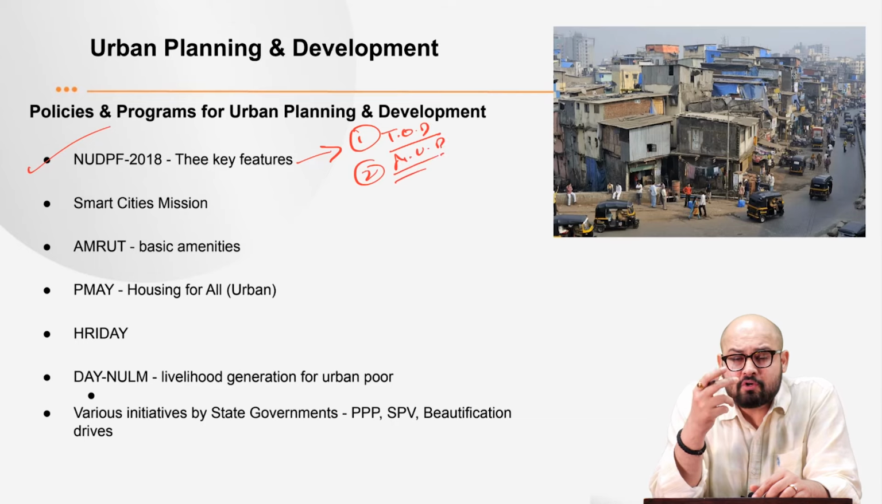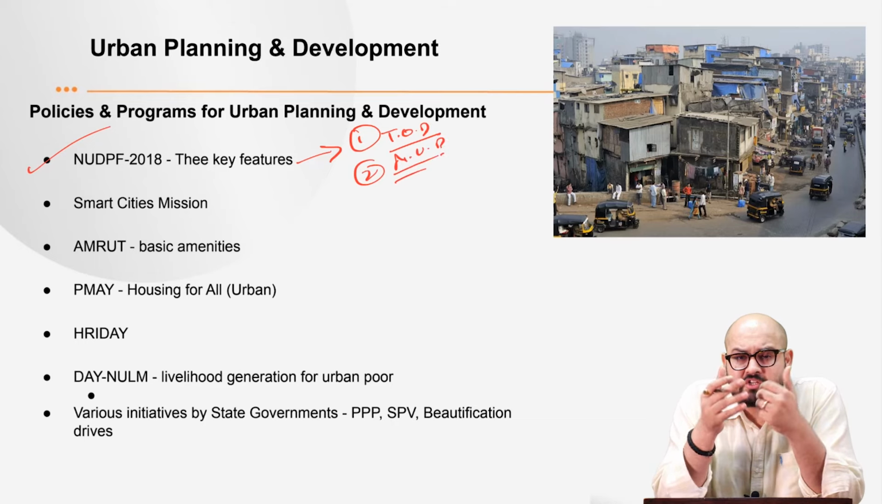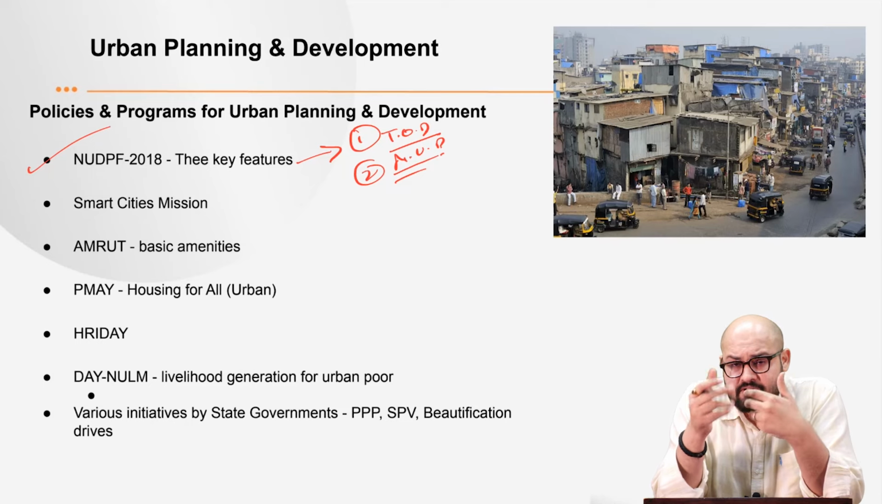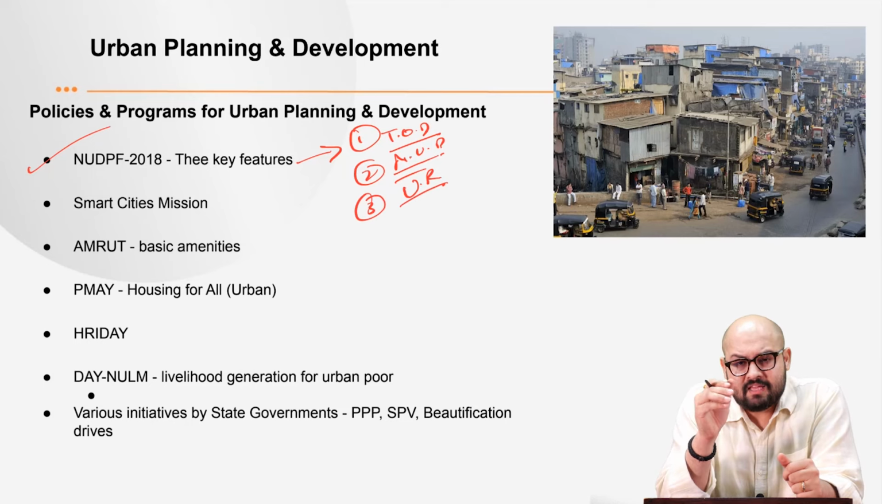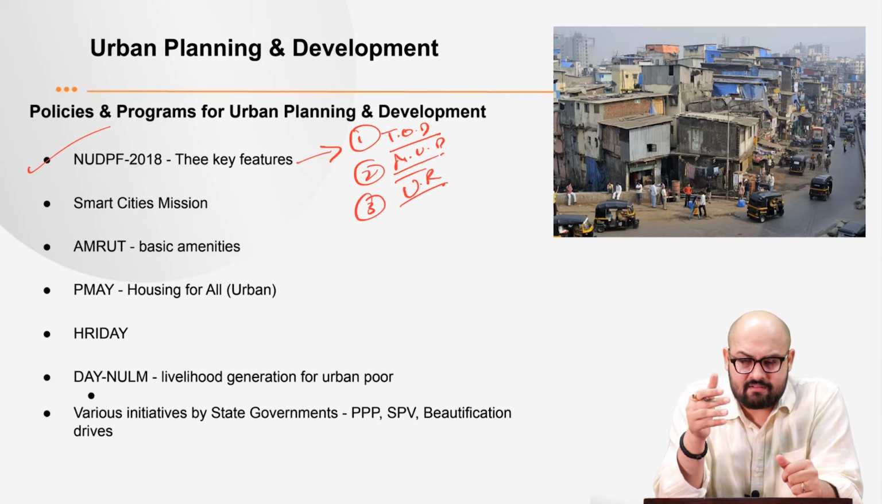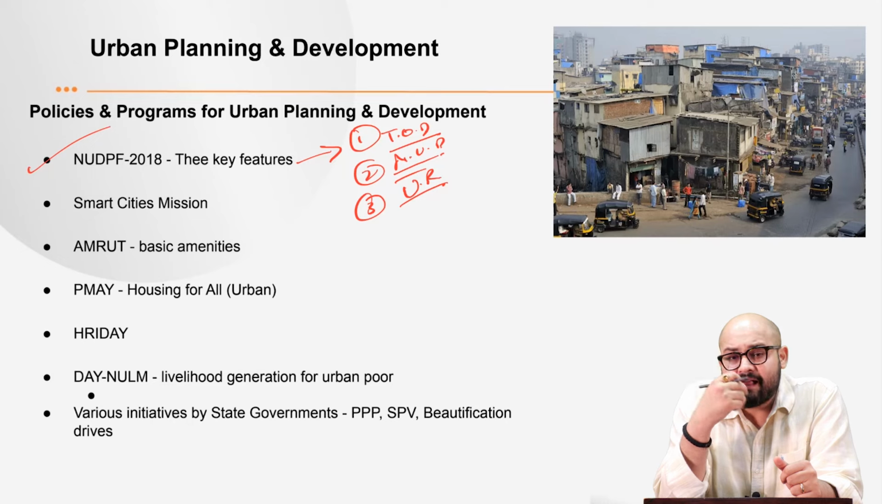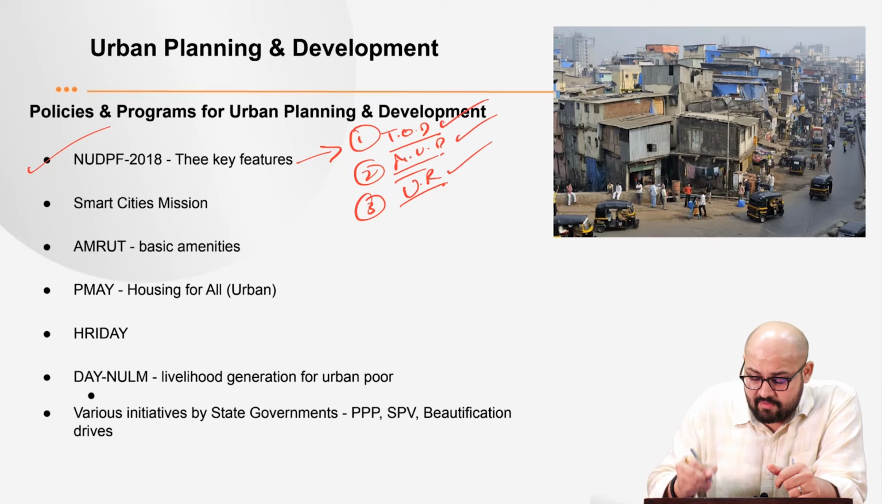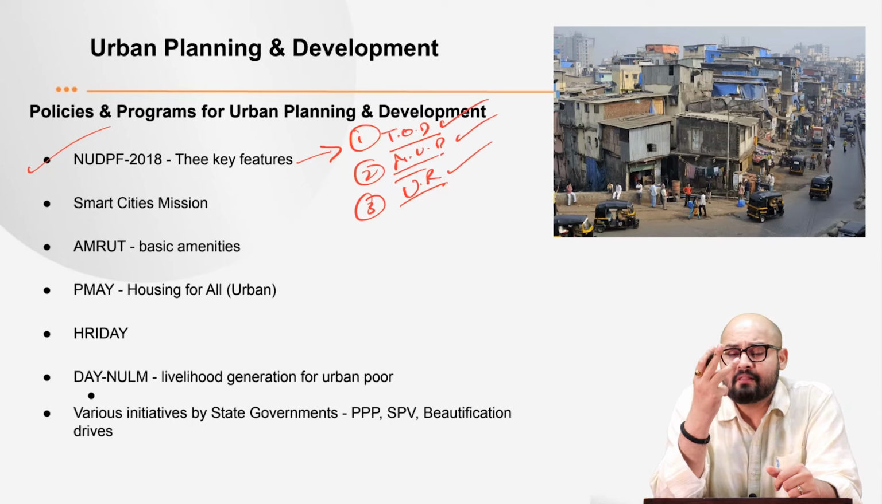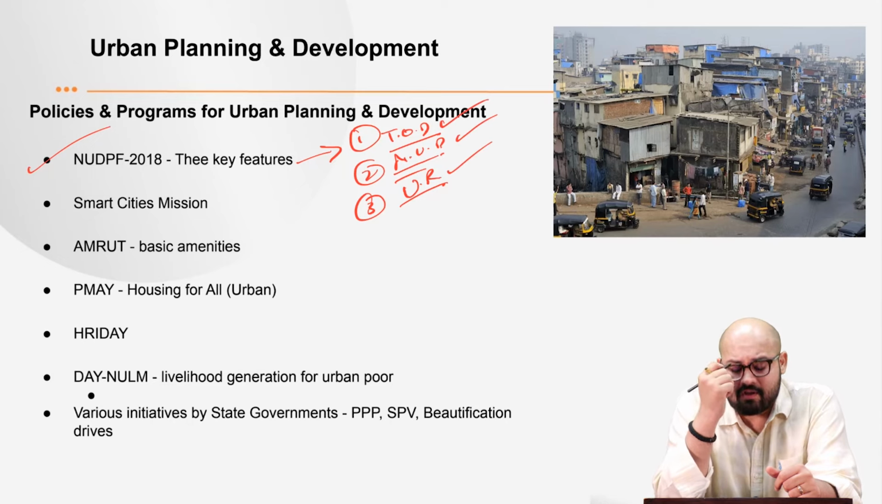Second is mixed use development. That is, there should be an integration of commercial, residential, recreational spaces, right? Third is urban regeneration. That is, the existing urban areas should be made resilient, right? They should be enhanced. Their quality of life should be enhanced. So we have got transit-oriented development, mixed use development, and urban regeneration. These are the three principles or features of this policy framework.